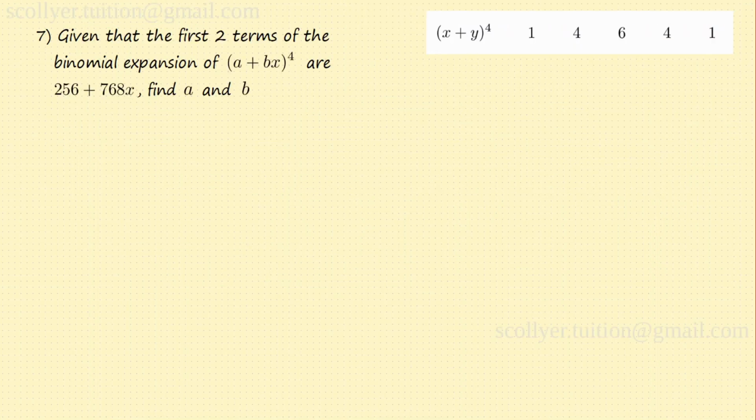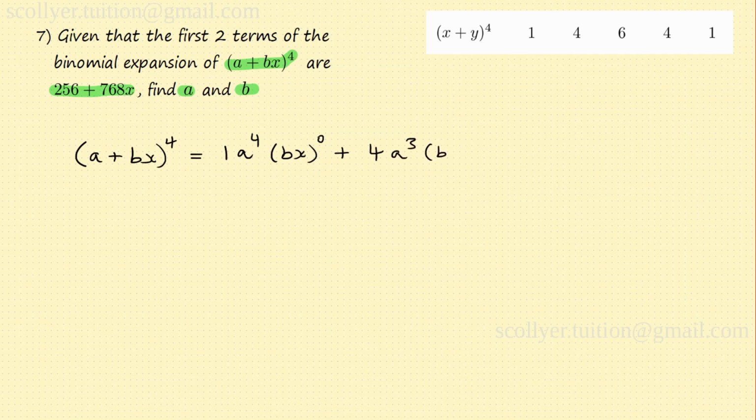Problem 7. Given that the first two terms of the binomial expansion of (a + bx)^4 are 256 + 768x, find a and b. To begin, we need the binomial expansion of (a + bx)^4, but we only need the first two terms, so that's as far as we go. We have (a + bx)^4 is 1 times a^4 times (bx)^0 plus 4 times a^3 times (bx)^1 plus, of course, the terms that we will not write down.